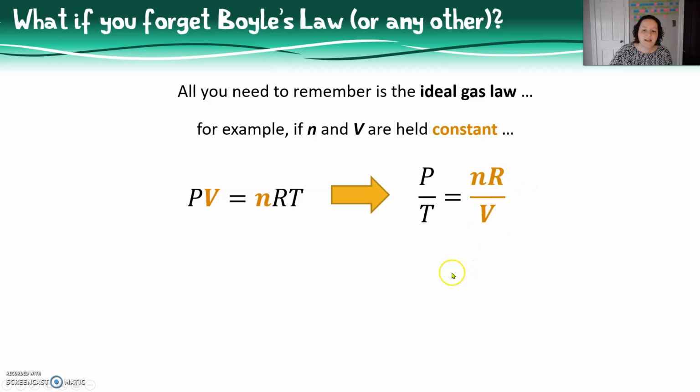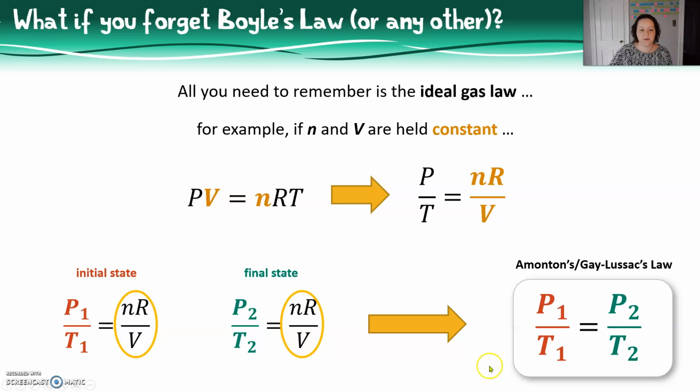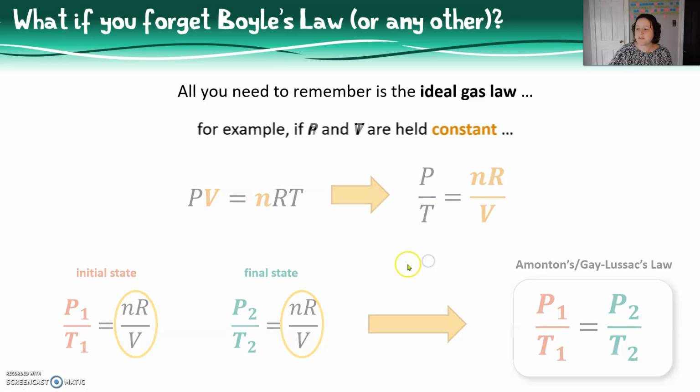Next, we simply recognize that since the right side represents a set of constant values, then the initial state and the final state will always give the same value on the right side. Therefore, the left side of both states can be set equal to each other, resulting in the fundamental law between the variables that are changing. So here, pressure over temperature was the Amonton's or Gay-Lussac's law. Let's look at another one.